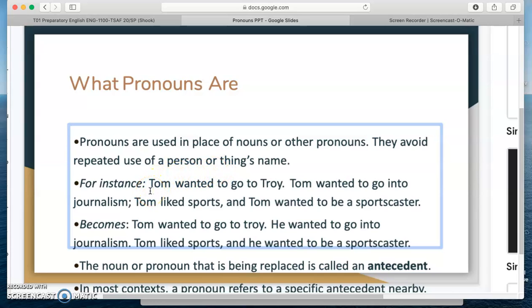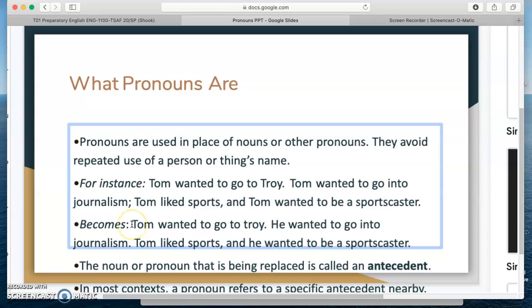without pronouns, we might have a sentence that reads, Tom wanted to go to Troy. Tom wanted to go into journalism. Tom likes sports, and Tom wanted to be a sportscaster. Now, that's kind of choppy and not very smooth, right? It is a case where this repeated use of the name Tom kind of interrupts the flow of the sentence. And so if we replace Tom's name with pronouns, the flow becomes a lot better.